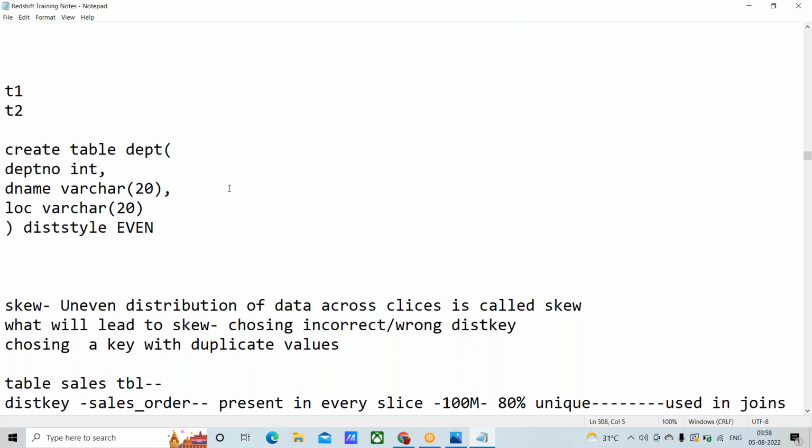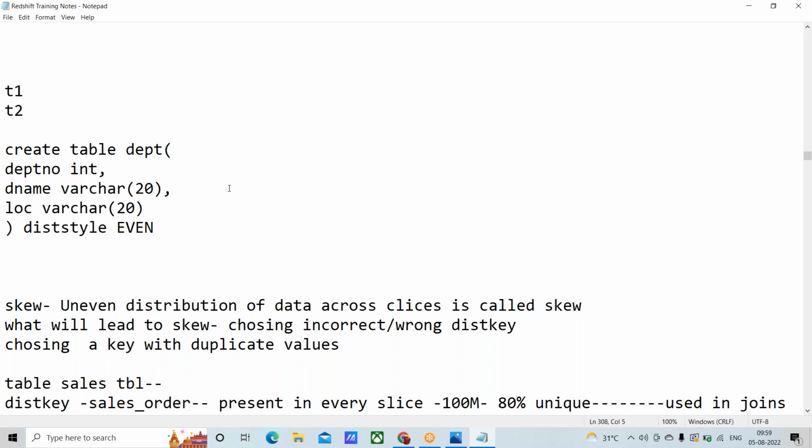Same thing. Redshift is a distributed architecture, meaning it has an MPP architecture. So it will have many compute nodes, and in each node there will be many slices. All the data will be distributed to the slices.